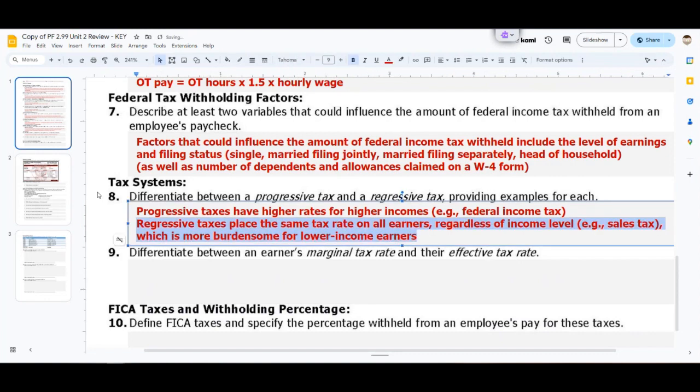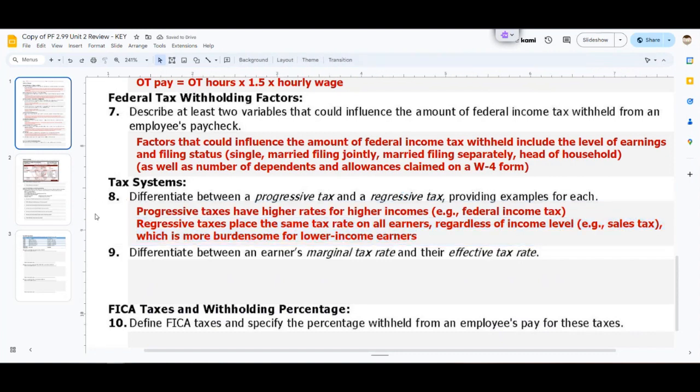A regressive tax works the opposite way. Rather than advancing and increasing the percent that we pay as our income goes up, it stays the same. When it comes to income taxes, it's also referred to as a proportional tax or a flat tax. So the percentage remains constant regardless of your level of income. Sales tax would be an example of this. Property tax would be an example of this. It doesn't matter how much you earn, those are going to be the same.